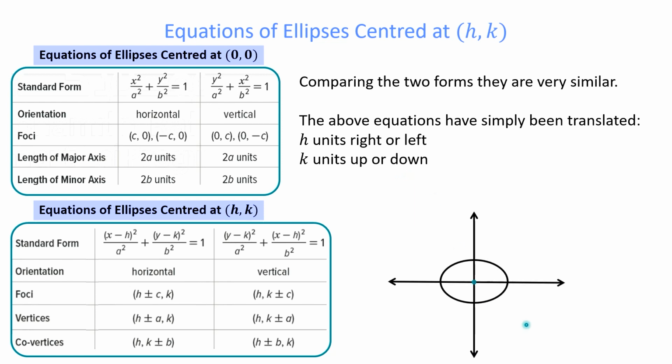Now, if we look at this example here, we can see an ellipse centered at the origin, and when we translate it h units to the right and k units up, we can see that the size of the ellipse remains the same. The only thing that's happened is it has moved positions over here.